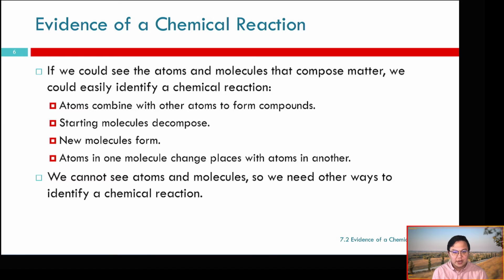And it would be really, really easy if you could see atoms and molecules, because we've got atoms combining with other atoms to form compounds. Our starting molecules can decompose, so they can break apart. We can form new molecules. Or atoms in one molecule change with atoms in another. They swap spots. But we can't see them, so we have other ways of identifying when a chemical reaction is taking place.